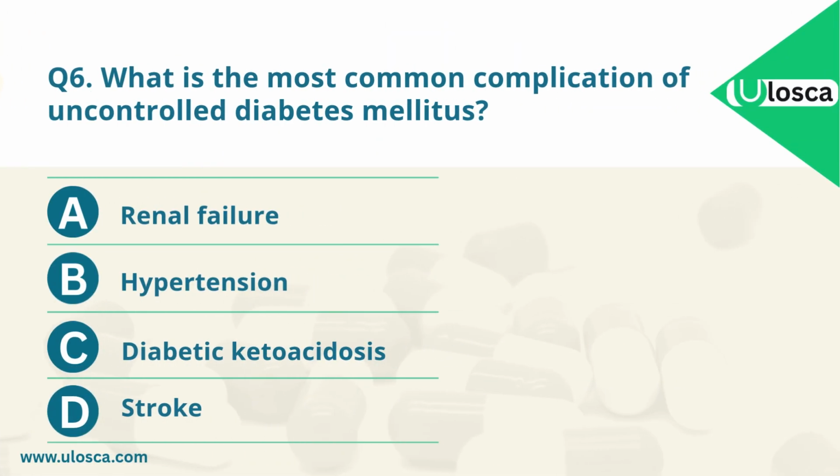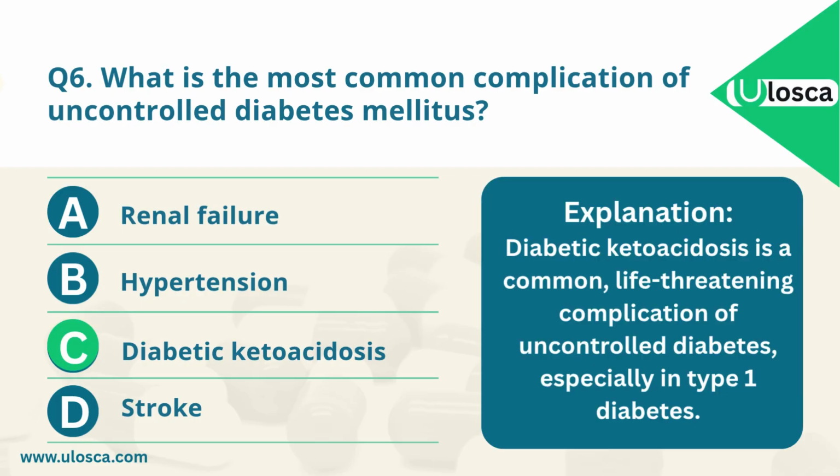The correct answer is C. Diabetic ketoacidosis. Explanation. Diabetic ketoacidosis is a common, life-threatening complication of uncontrolled diabetes, especially in type 1 diabetes.